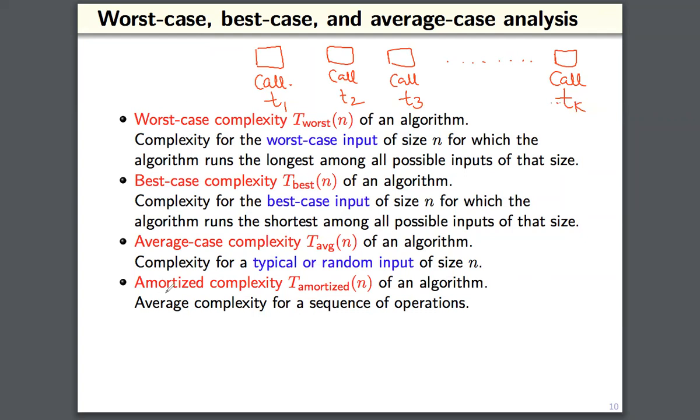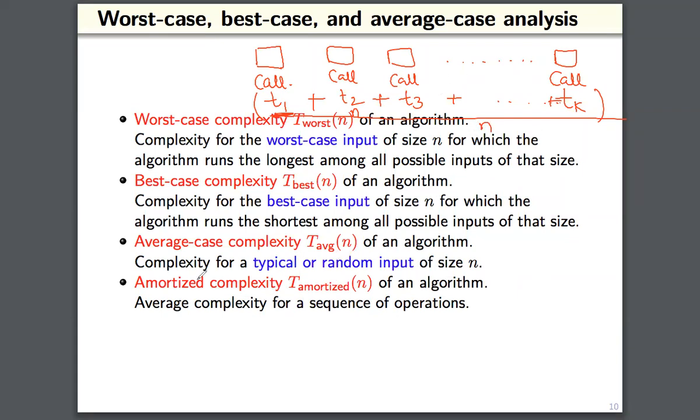Okay, now what is the amortized complexity? See, maybe it took, say, constant time here in T1, T2 maybe took the order of n and something like that. But you have to call all these functions or all these operations. Then what you do is you take the sum of all these things and take the average, divided by n. That is the amortized complexity, right?